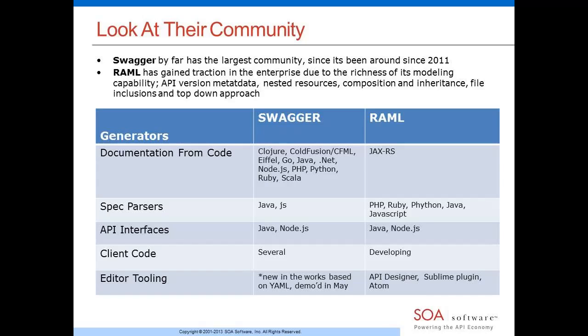However, RAML is gaining traction, especially in the enterprises, basically due to the richness of the modeling, its API versioning, its nested resources, its inheritance, its file inclusions. All of that top-down approach is starting to drive and ramp up that community, okay? So when we take a look at the community, what generators does it provide from the specification? To generate documentation from code, Swagger has several of them, several enabled languages to do this with.